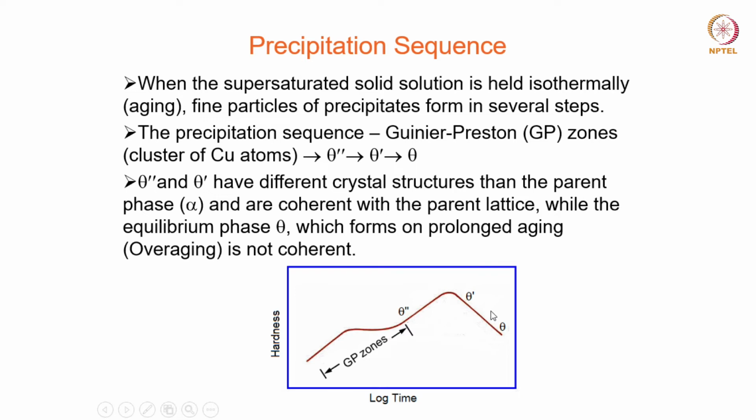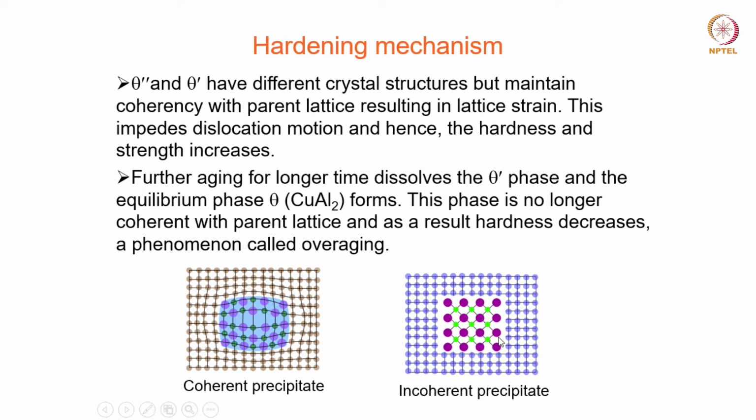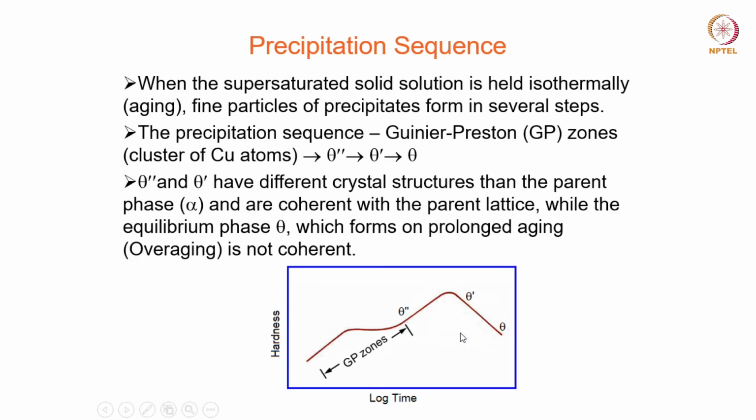And if you continue to do the aging beyond this, then apart from the lost coherency, the precipitates will also grow in size, and as you know, the hardness or strength is inversely proportional to the size. As the size becomes bigger and bigger, the hardness will be lower and lower. Okay, so that is another reason why the hardness comes down as you continue to age beyond the peak aging time, right? And that is what is known as the overaging, when the hardness starts to fall down.